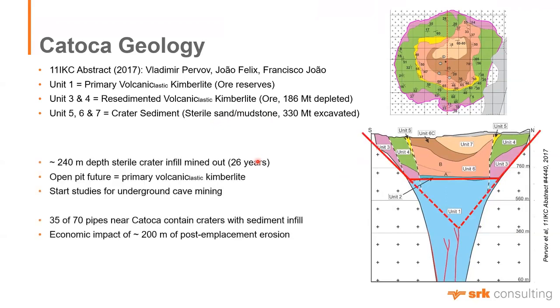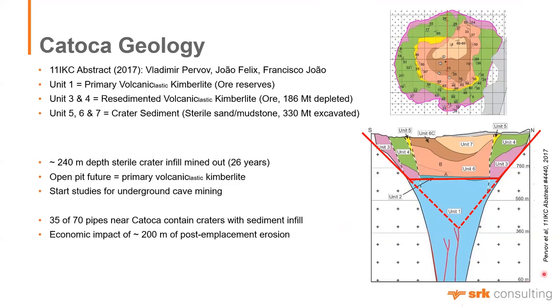Crater sediments. So right now, the open pit at Katoka, after 26 years of mining, is at about a depth of 240 meters, which is over there. And so the future of this open pit is in primary volcaniclastic kimberlite with no crater-facies material or dilution in the picture. And right now, Katoka is very likely starting studies for underground mining to access this material down here. And that's going to cost a lot of money. And so one has to think about that very carefully.